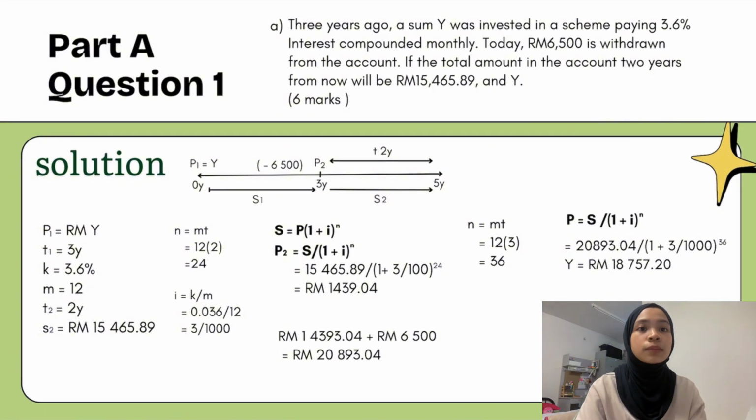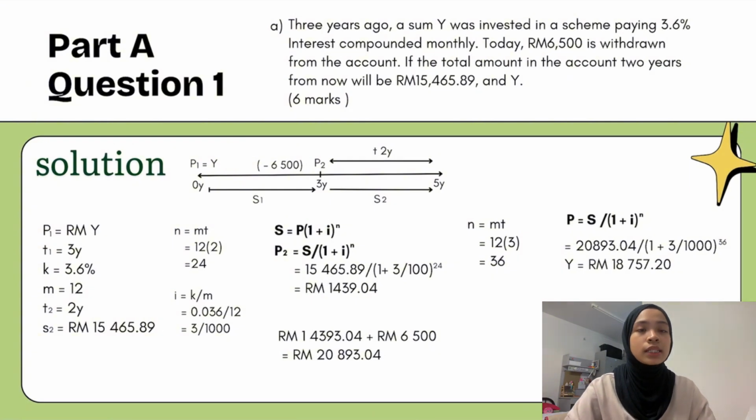However, we must make some changes to the formula by moving the P to the left side and S to the right side. So it will be P2 equals S over open bracket 1 plus I close bracket to the power of N. We get 14,393 ringgit 4 cent as the value of P2.